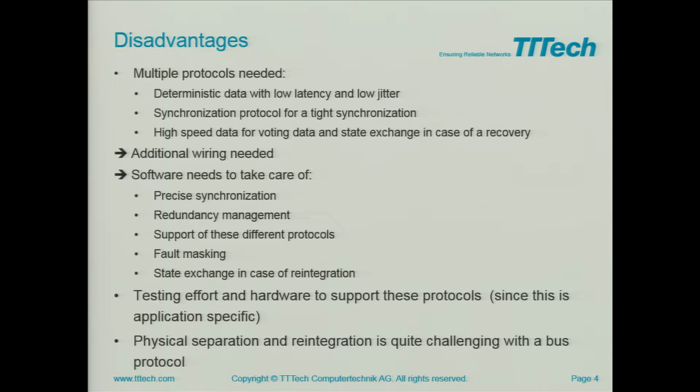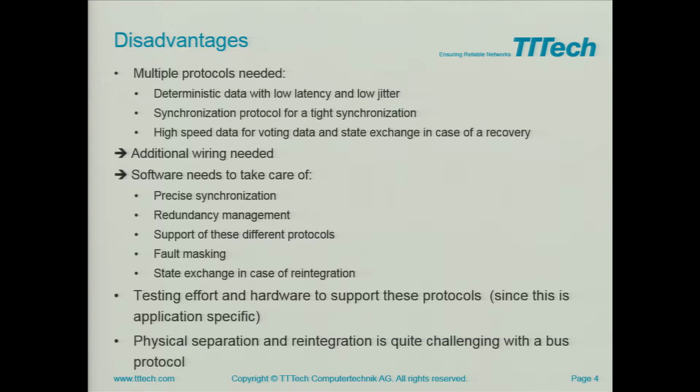So this is a good approach, but there are some disadvantages. In this approach, you need to support multiple protocols. One for the deterministic communication, which is the MIL-1553 bus in the example I showed before, which is quite bad from the performance side, as it goes up to a maximum of 1 megabit. What you need in addition is a synchronization protocol between these computers to be able to vote on the same state, so that you know the point in time when you can vote between them, and you need a high-speed communication.